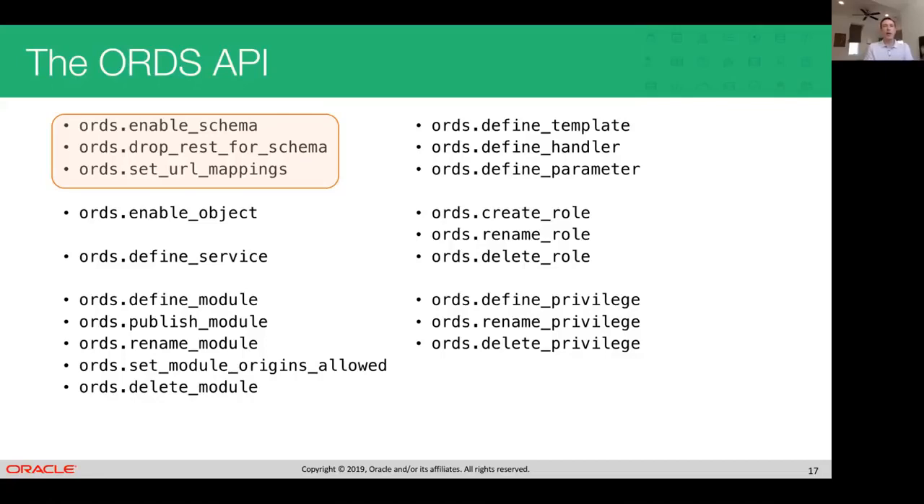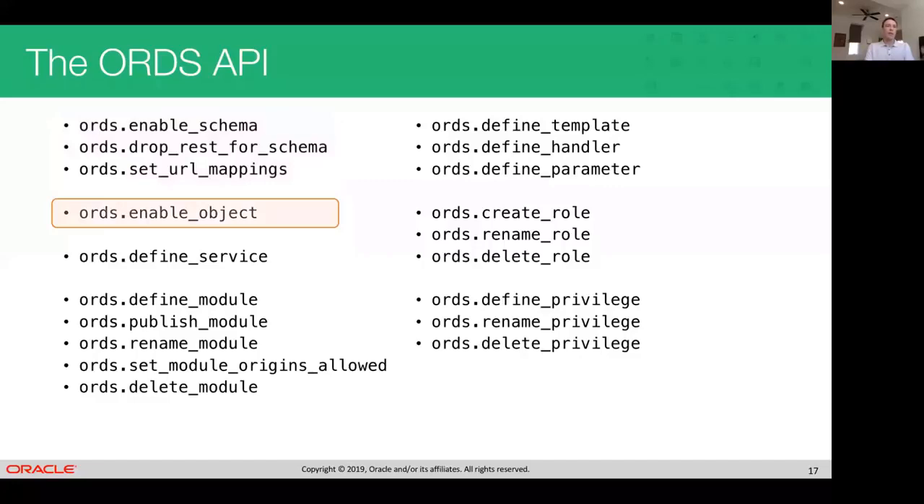Drop schema, or drop REST for schema, basically deregisters your schema from ORDS. Now you've got to be careful with this one because it also deletes all of the current REST definitions. So it will completely deregister and completely wipe it out. It's like dropping a schema from the database. Everything REST related will be dropped. To enable an object specifically, we have an API for that.